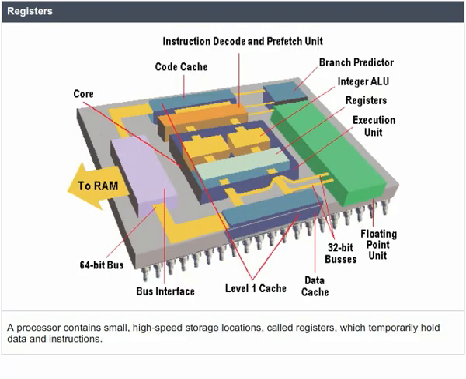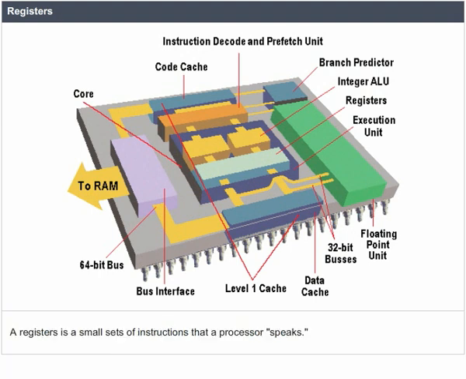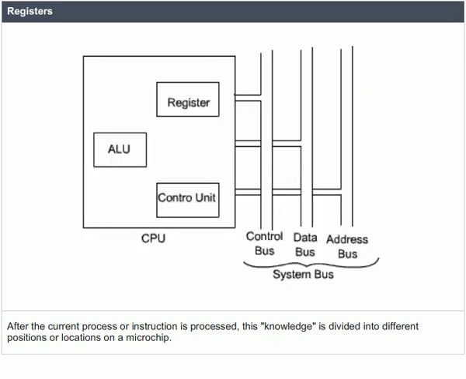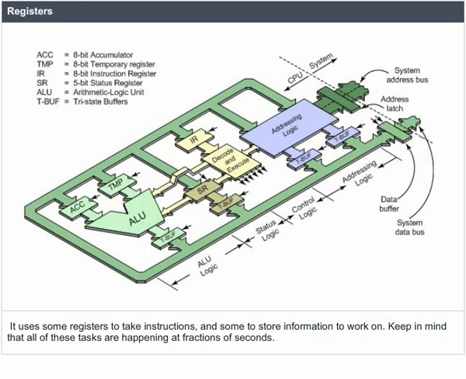Registers. A processor contains small high-speed storage locations called registers, which temporarily hold data and instructions. A register is a small set of instructions that a processor speaks. After the current process or instruction is processed, this knowledge is divided into different positions or locations on a microchip. It uses some registers to take instructions and some to store information to work on. Keep in mind that all of these tasks are happening in fractions of seconds.